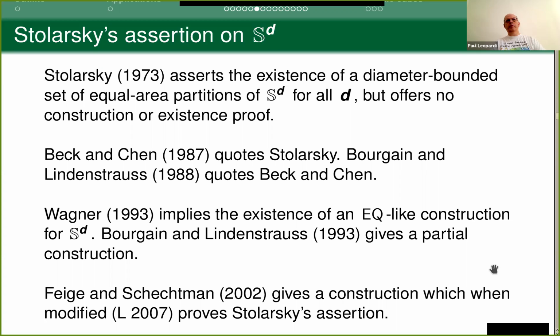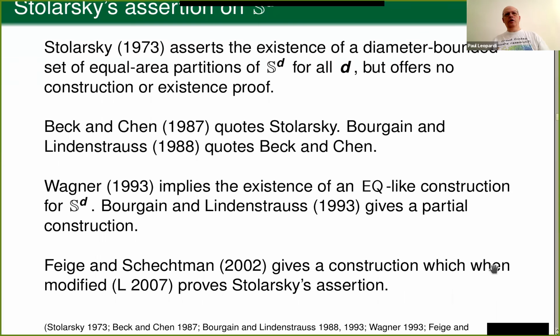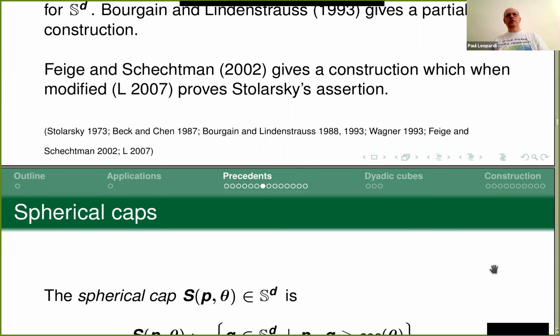But there was a paper by Wagner implying the existence of a construction similar to the one in my thesis for SD, but not really spelling it out. There was also a paper in 1993 giving a partial construction. And then there's the Feige and Schechtman construction in 2002, asking a different question and answering it with their construction. It turns out that their construction can be modified to a construction that proves Stolarsky's assertion. And I go into detail on that in my PhD thesis in 2007.